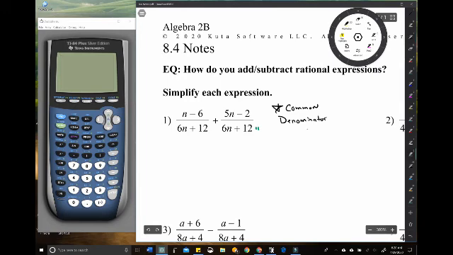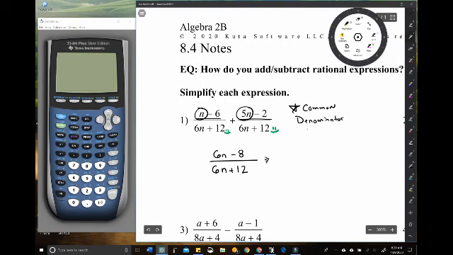So for our first example, these are both 6n plus 12. What that means is we can just add together the numerator parts right off the bat. Like terms would be 5n and n, which would be 6n. Negative 6 minus 2 is minus 8. When you add fractions, the denominator stays the same. You don't change it. It would not be 12n plus 24. It's just 6n plus 12.